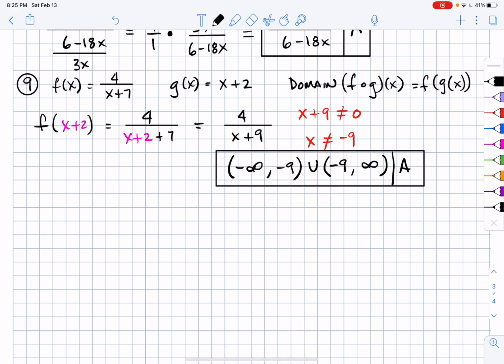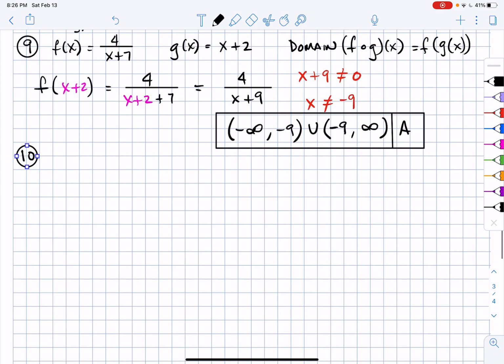And there we go. All right, so on to number 10. What does number 10 ask for? Number 10 wants you to find the inverse of f of x is equal to the square root of x plus 5.